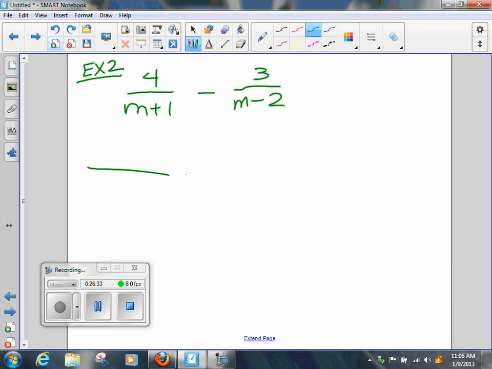Do they have anything in common, those denominators? Because it's a binomial and another binomial. They don't have anything in common. They're not exactly the same. So what will my common denominator be, folks? What will it be, Cindy? Multiply them together. M plus 1, m minus 2.